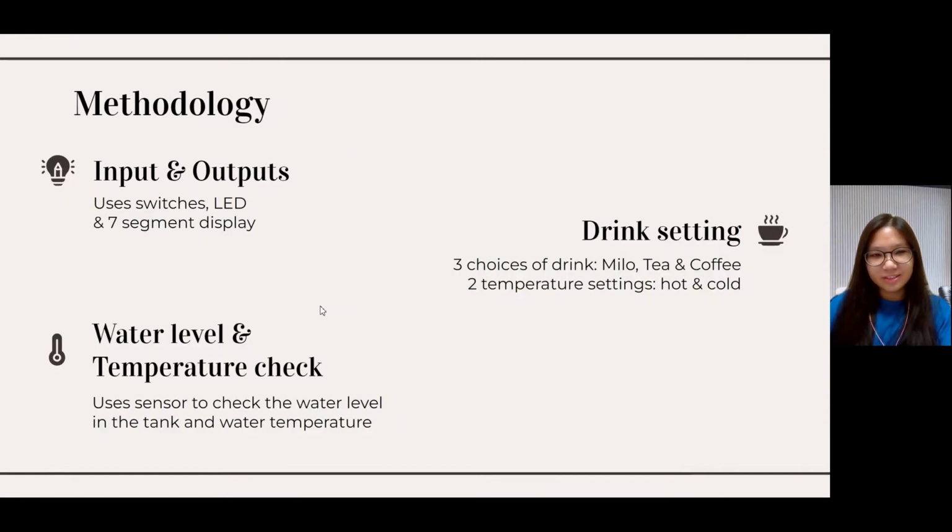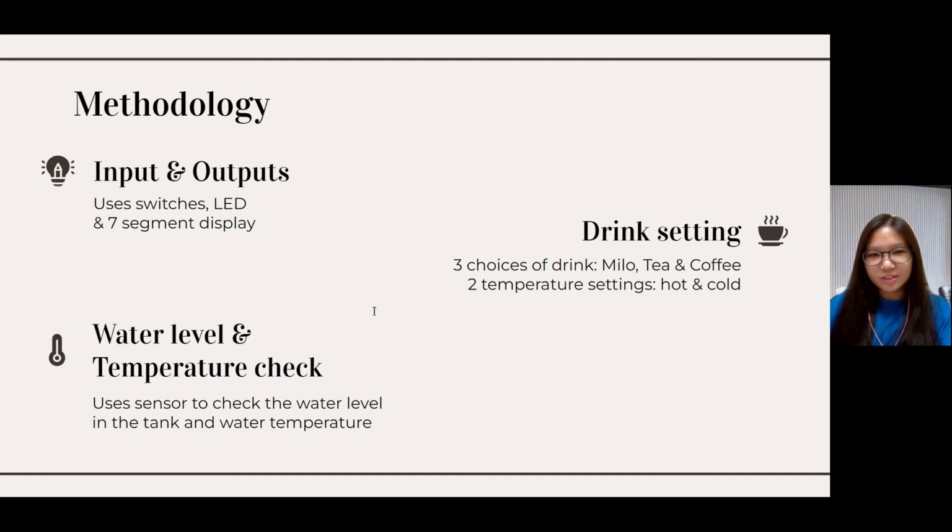Next is the methodology of the project. For this project, we use switches, LEDs, and a 7-segment display as the input and output of the system. As the IDE 68K software does not have push buttons, we use switches as a replacement of the input to let the users choose their drink. The LEDs and 7-segment will then display the drink chosen and the progress of the dispensing of the drink.